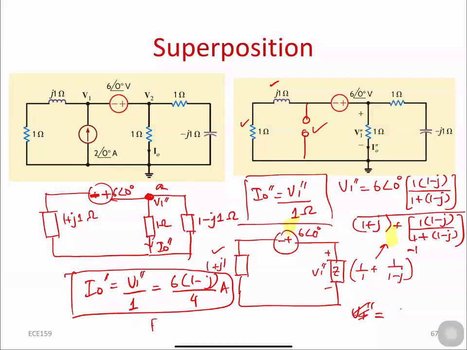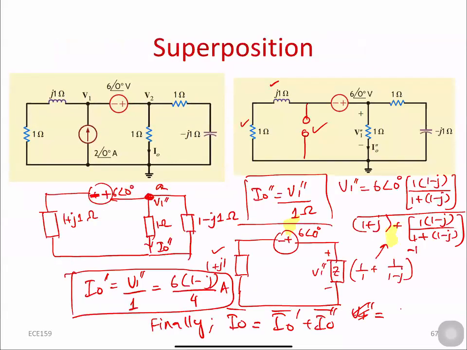Now finally, what is our goal? We need to find our I naught, so we can simply add I naught prime with I naught double prime to find out I naught. Right? So this is our goal for the superposition.